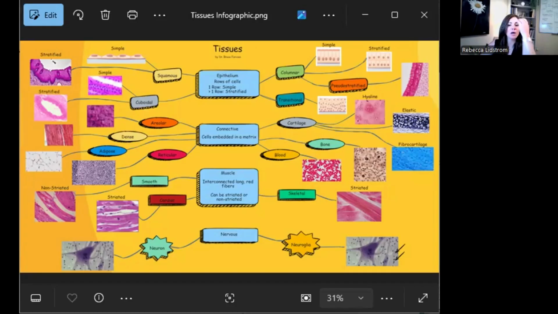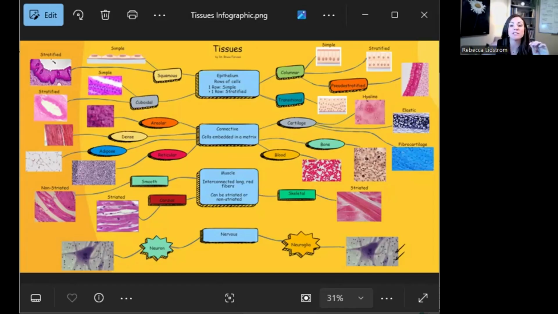Epithelial tissues are going to be found in places that cover surfaces. They line the inside of cavities, and they also form glands. The key feature about epithelial tissues is cellularity. All of these cells here are going to be tightly packed. We don't find a lot of extracellular matrix here, so it's cell to cell. And we're going to classify them based on two different criteria.